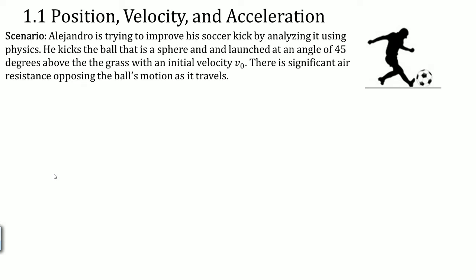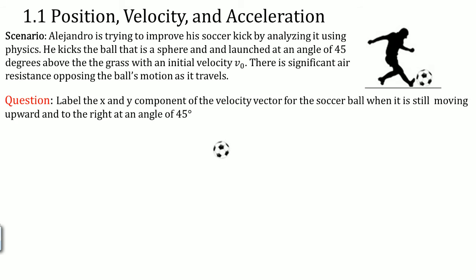Scenario: Alejandro is trying to improve his soccer kick by analyzing it using physics. He kicks the ball, which is a sphere, and launches it at an angle of 45 degrees above the grass with an initial velocity of v naught. There is significant air resistance opposing the ball's motion as it travels.